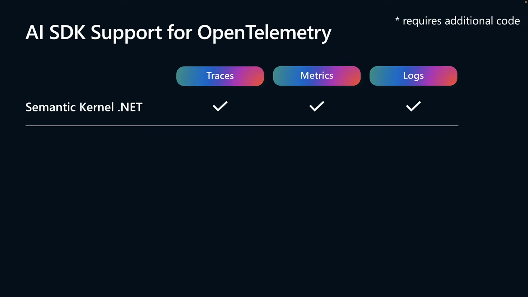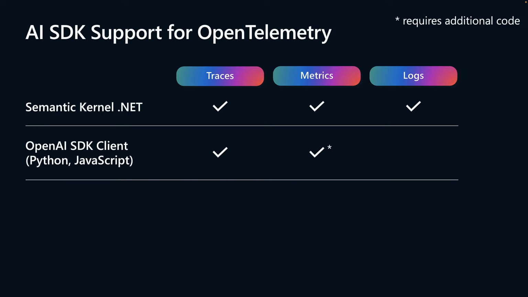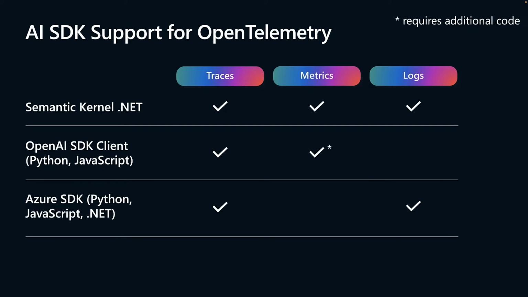For something which is all-encompassing like Semantic Kernel for .NET, it supports traces, metrics, and logs. If you're calling Azure OpenAI or OpenAI in the public sense, and you're using the SDK client, either for Python or for JavaScript, traces are fully supported, and then you can customize that with metrics, and I'll show you an example of that later. If you're using any of the Azure SDKs, for any of the languages, Python, JavaScript, .NET, and also for Java, then OpenTelemetry will emit traces automatically, and it will also support any existing logging that you have.